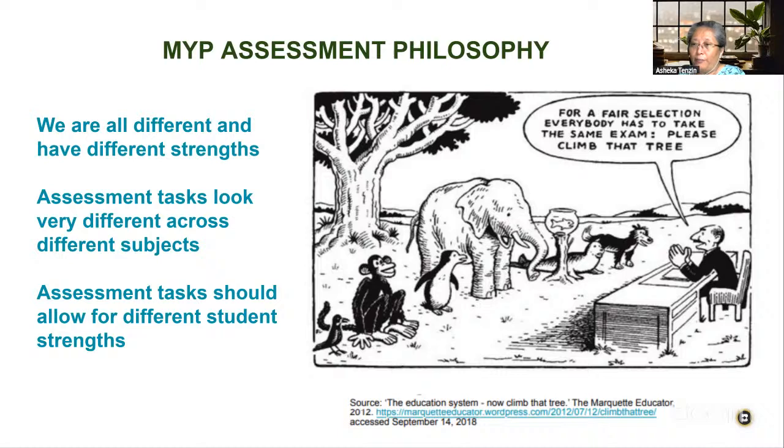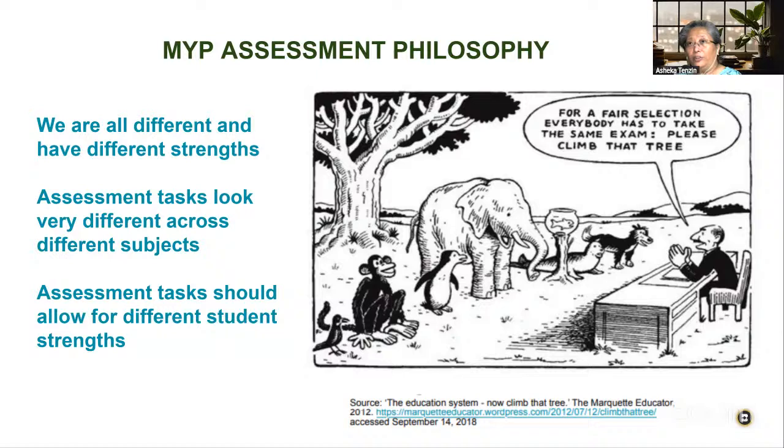So in the MYP, the assessment tasks look very different in different subjects. You assess different skills in different subjects. If you look at science, you will look at investigative skills. If you look at language acquisition, you will have speaking and listening skills. If you look at humanities, individuals and societies, over there you will have critical thinking skills.